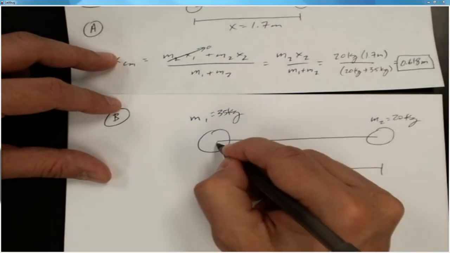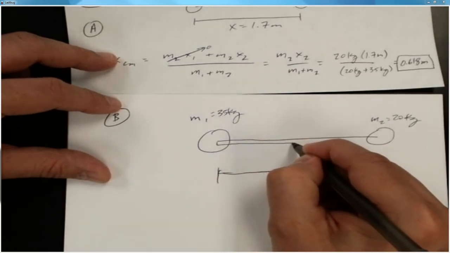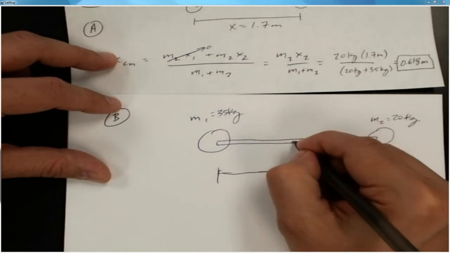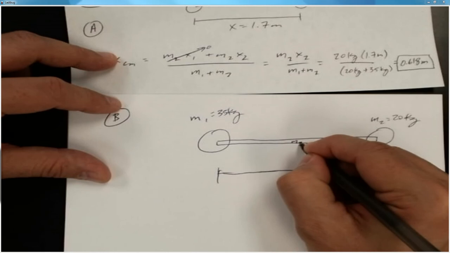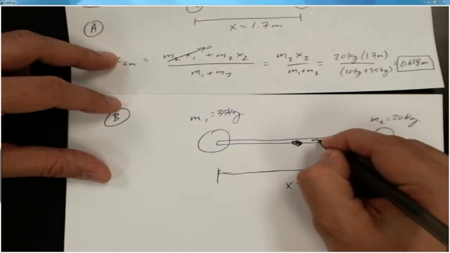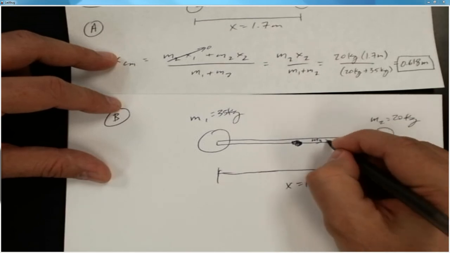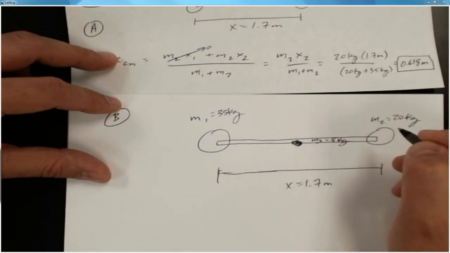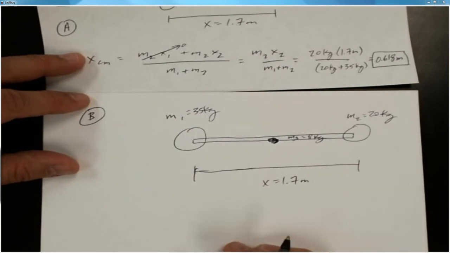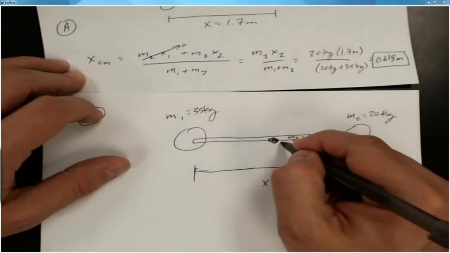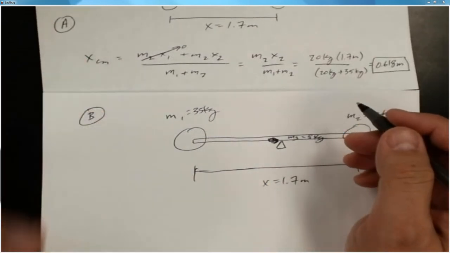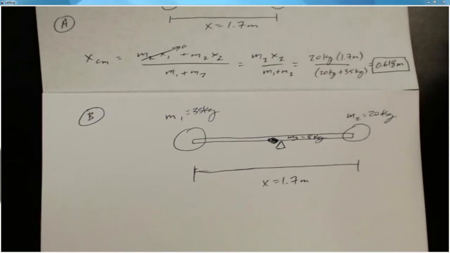But the difference is now I have to take into account that the barbell itself has a mass. So this is M3. M3 is equal to 8 kilograms. And Lord only knows where my pivot is. If my pivot is somewhere, I've got to find where it is. I'm going to put x sub cm somewhere.